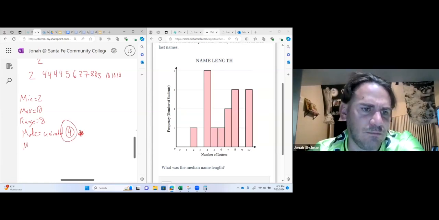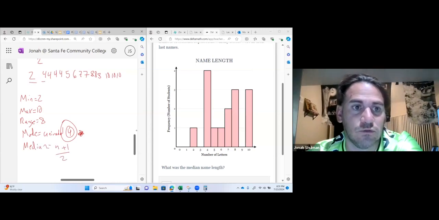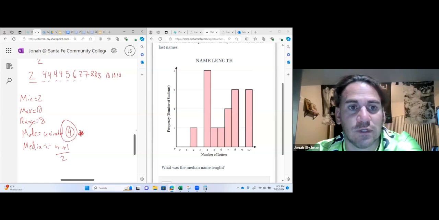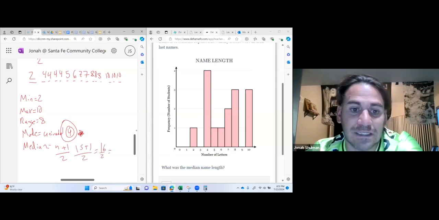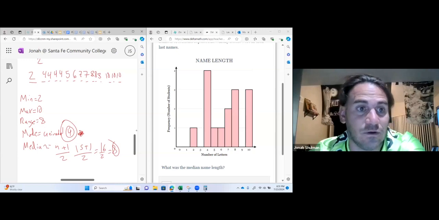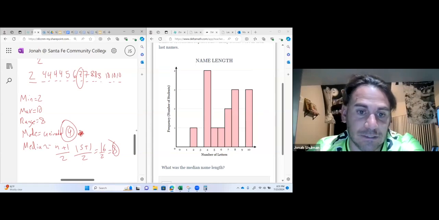All right, let's do the median. Now I'm going to use the formula first, n plus 1 divided by 2. Well, how many numbers we got? 1, 2, 3, 4, 5, 6, 7, 8, 9, 10, 11, 12, 13, 14, 15. 15 plus 1 divided by 2. What's 16 divided by 2? That is 8. That is the 8th term. 1, 2, 3, 4, 5, 6, 7, 8. It is 7. Our median is 7.